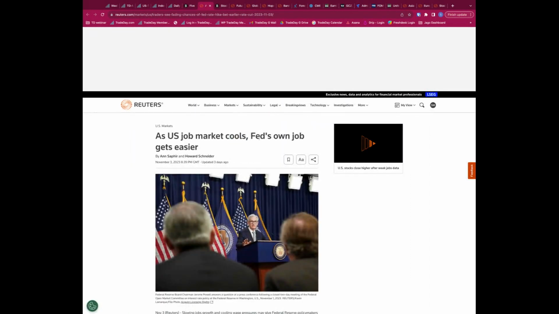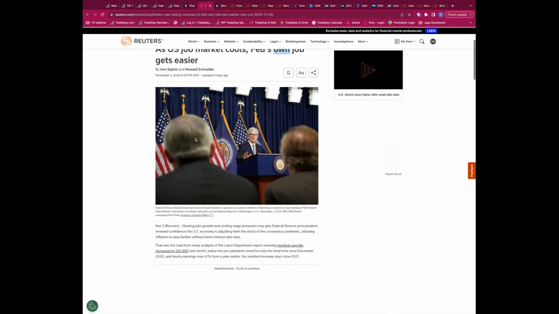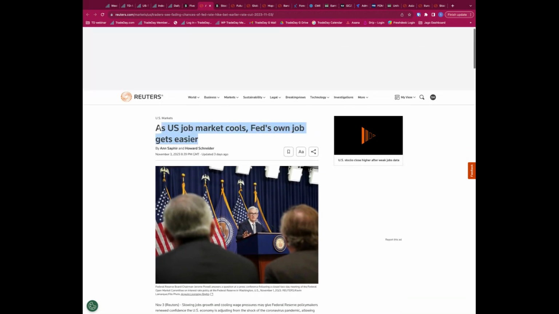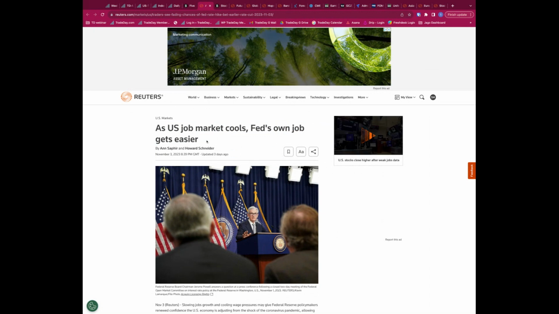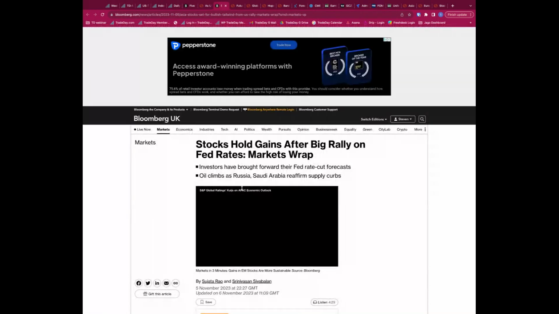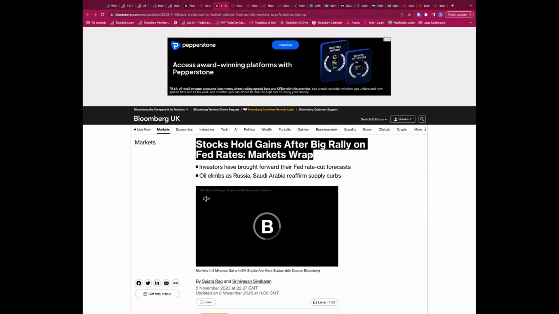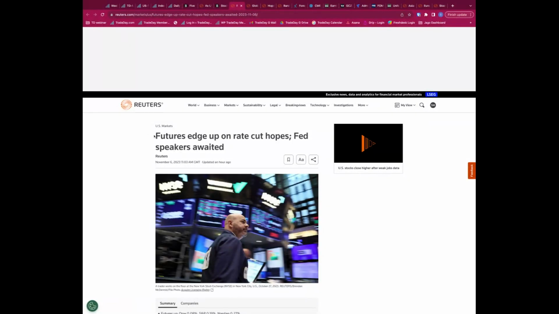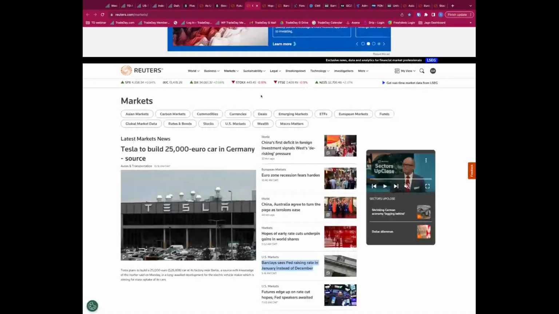US job market calls, Fed's own job gets easier. So this is exactly what I spoke about, right? I'm talking about the jobs report. As the job market cools down, obviously it's going to get a little easier for the Fed. Okay, stocks hold gains after a big rally on Fed rates. So there are hopes that the Fed may be done. This is all stuff we've covered already. Futures edge up on rate cut hopes. Fed speakers awaited. So we said that we're looking for the Fed speakers.